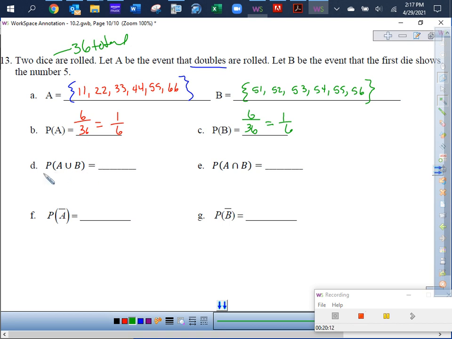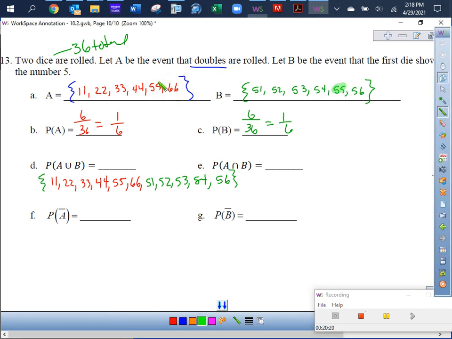Probability of A union B, we probably better find A union B first. So here it is. There was somebody listed twice. That was the 5 and the 5. So you could write them all out, or you could just get your total by doing the total number in this plus the total number in this minus the guys in the intersection. So we could have done that also, but there is 1, 2, 3, 4, 5, 6, 7, 8, 9, 10, 11 of these guys out of the 36 different ways to roll your dice.